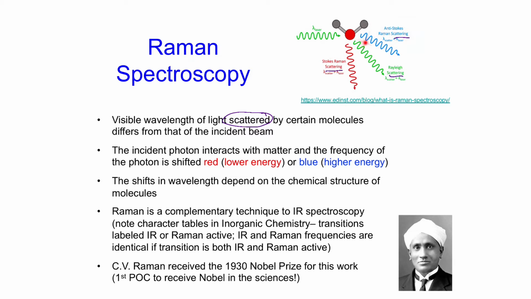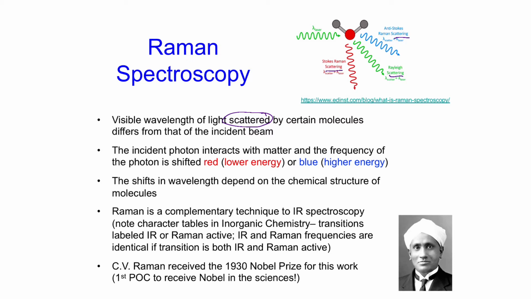You've got your Rayleigh scattering, that's your elastic scattering, where all of the energy gets transferred by your molecule. You have anti-Stokes, where you get that higher energy scattering, and then your Stokes scattering, which is the lower energy scattering.